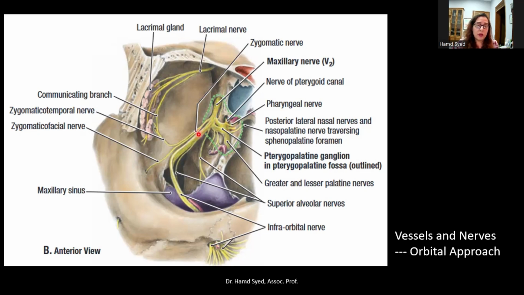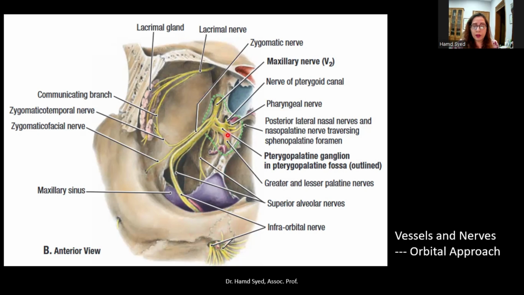And if you look over here, the maxillary nerve, as it enters the pterygopalatine fossa, gives off a branch which is the zygomatic nerve, which travels above the maxillary nerve in the infraorbital groove and canal, and then it divides into temporal and facial branches, and it gives off a communicating branch to the lacrimal nerve. The maxillary nerve itself will continue to travel in the infraorbital canal and groove, and eventually it will emerge on the frontal surface of the skull, just below the lower margin of the orbit, as the infraorbital nerve through the infraorbital foramen to supply the skin of the face.